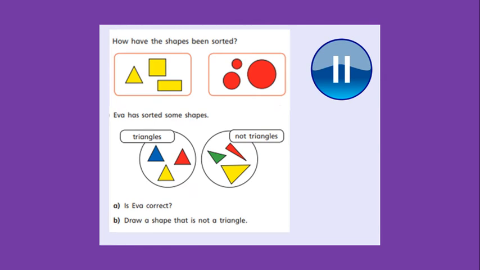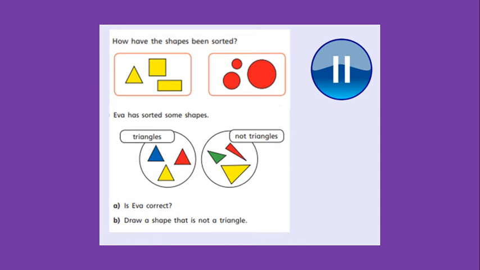Okay then, this one is interesting. So let's have a look at this top question first. We've got here 2 groups. We've got this group here, and we've got this group here. And the question is, how have the shapes been sorted?